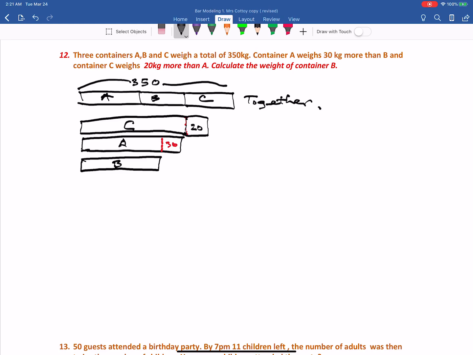Calculate the weight of container B. This is what you're calculating. And remember, if you're really interested, you'll ask yourself some other questions as well so that the next time a bar modeling question comes, you can handle it. Great. So what we do now, bar modeling is about equal parts. Equal parts help us a lot to understand things. So what we do is we take out the unequal parts.